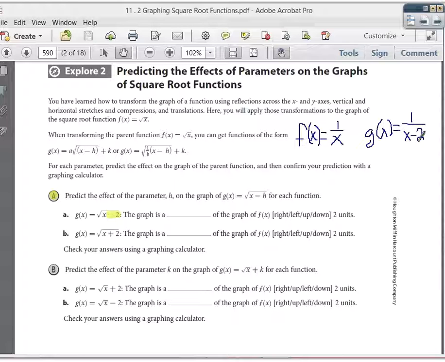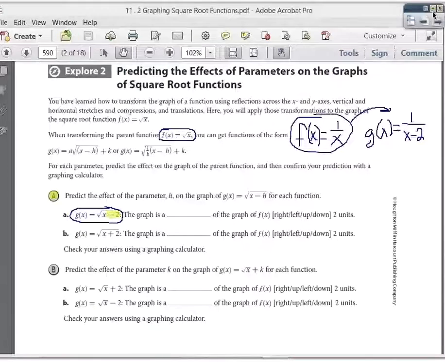Where is the subtraction or addition or multiplication happening? In this case, it's happening in the denominator, where the x is located. That's inside. Regardless of whether we're talking about the rational parent function or this square root parent function, the effect of this transformation is going to be the same. And what effect is that?